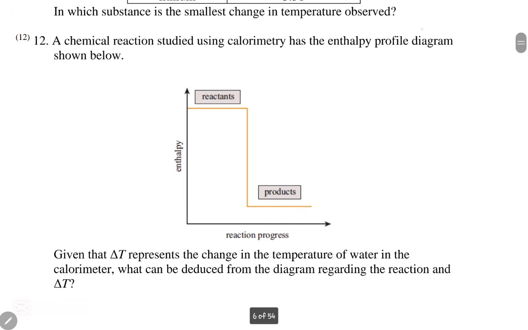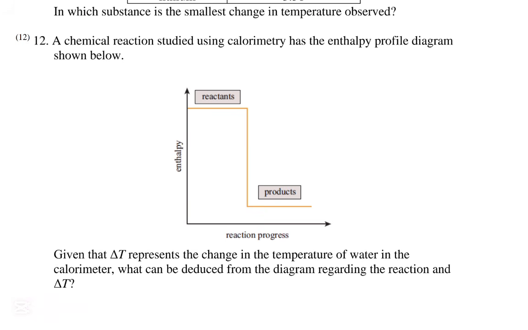What does it say in question number 12? Question 12. A chemical reaction studied using calorimetry has the enthalpy profile diagram shown below. We have reactants with a greater enthalpy than products. What does this mean? This means energy is released to the surroundings, right? That means the enthalpy of the reaction decreases. What does this mean? This means that it is an exothermic reaction.